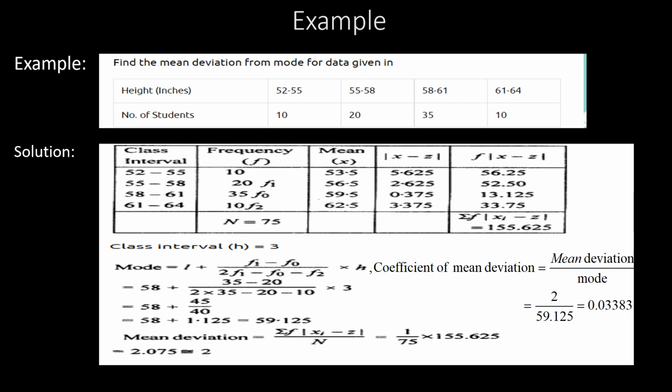If we find the ratio of this total to the total of frequencies, which is 75, we get the mean deviation value. Here 155.625 divided by 75 gives you 2.075. We can approximate it to 2. And now, after getting this mean deviation, to find the coefficient of mean deviation, we have to find the ratio of the mean deviation about the mode to the modal value. Here it is 2 divided by 59.125, which gives you 0.03383.